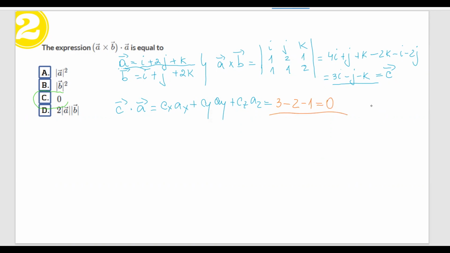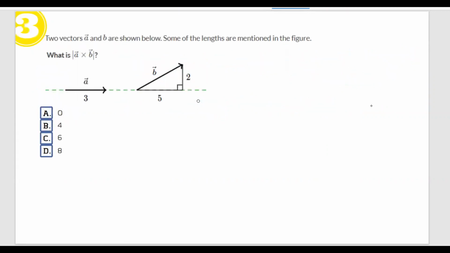So if you don't know the property of the cross and dot product, in this case you can just go ahead and give some values to A and B. You can actually practice yourself, and I encourage you to do that. Take any other 2 vectors and do the same thing, and you'll get 0. So the answer of this is 0. Problem number 3. 2 vectors A and B.